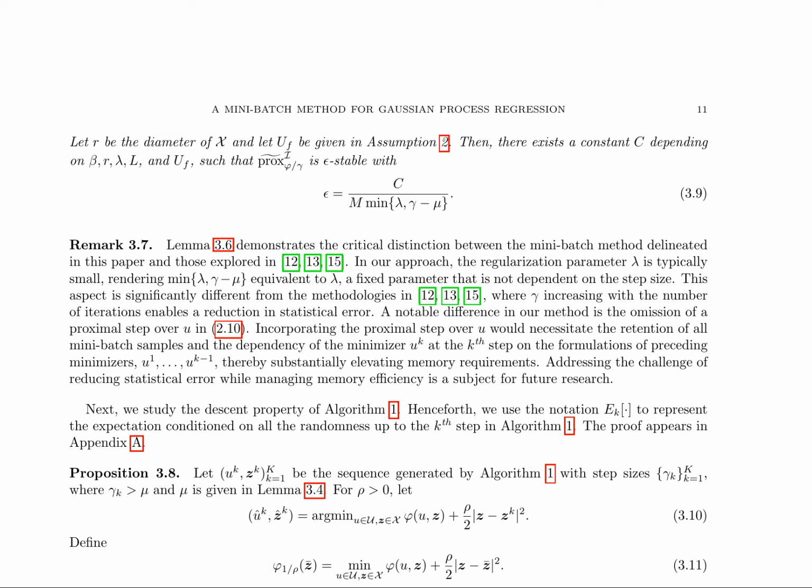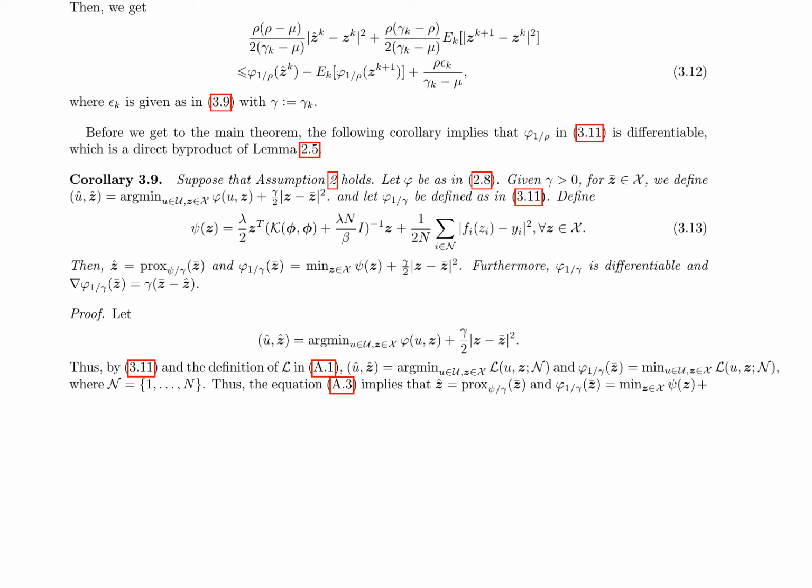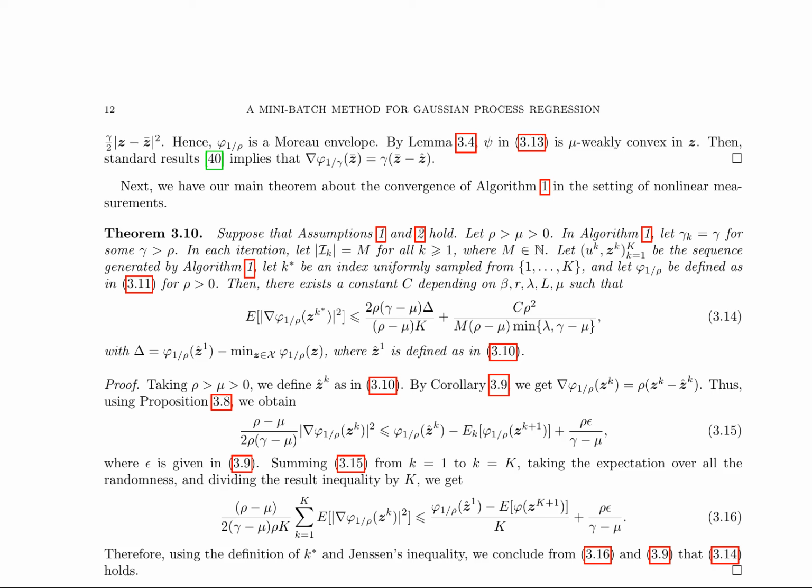In this paper, the authors introduce a novel mini-batch method for Gaussian process regression, which significantly reduces the computational complexity and memory requirements compared to traditional methods. The proposed algorithm utilizes a stochastic gradient descent approach with a mini-batch of data points sampled from the dataset. The authors prove that the sequence generated by the algorithm converges to a nearly stationary point as the number of iterations and batch size increase.